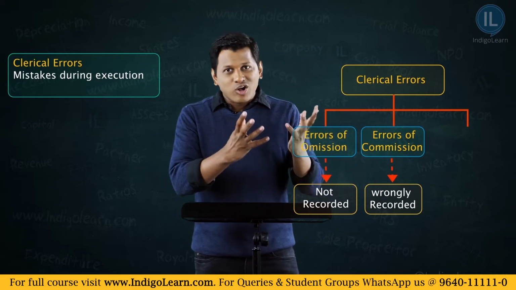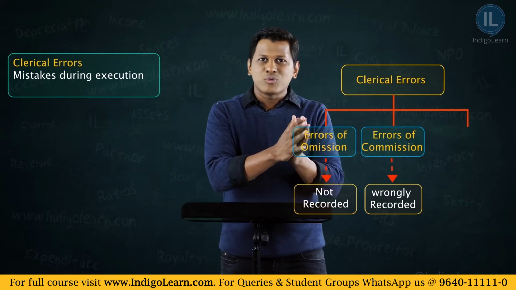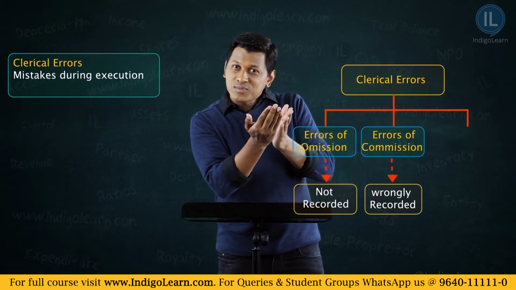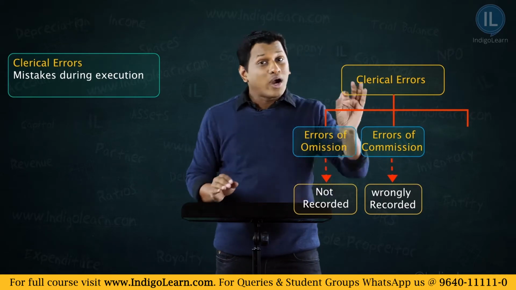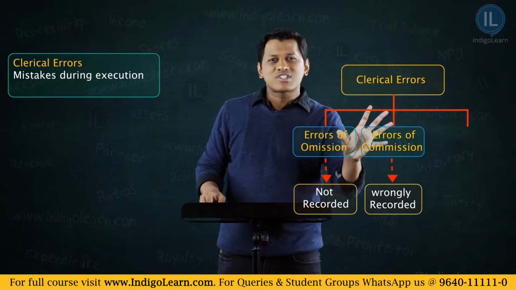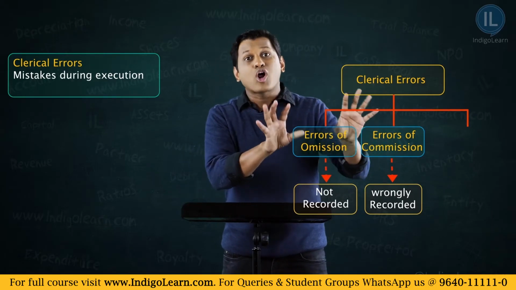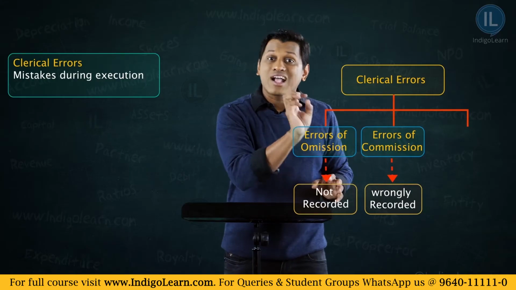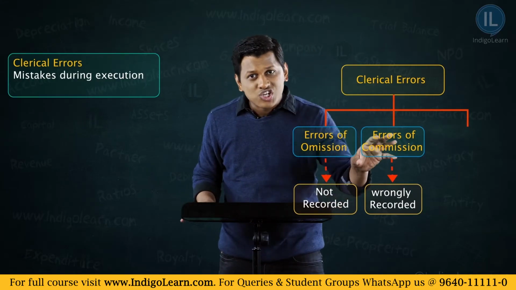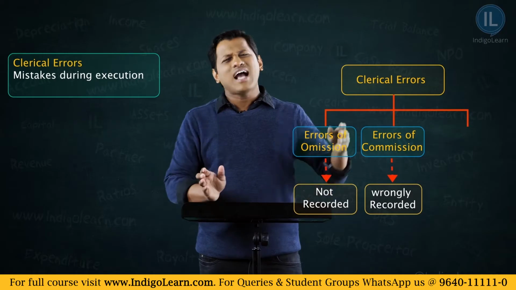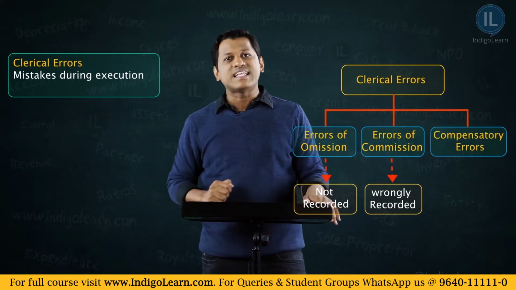Now it also has a spectrum where you may say, oh, one part is missed out, the other part is not missed out. One portion is wrongly accounted, the other portion is correctly accounted. So we will come up with different variants of those, but broadly I am saying error of omission, error of commission, and then we will call the other category compensating errors.